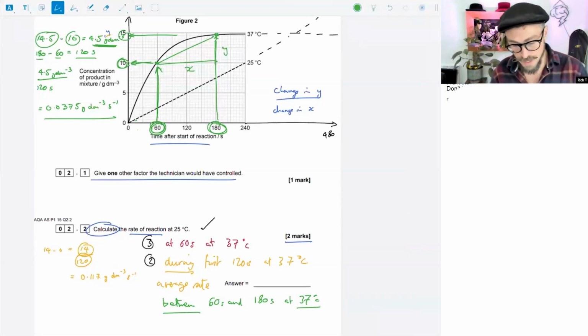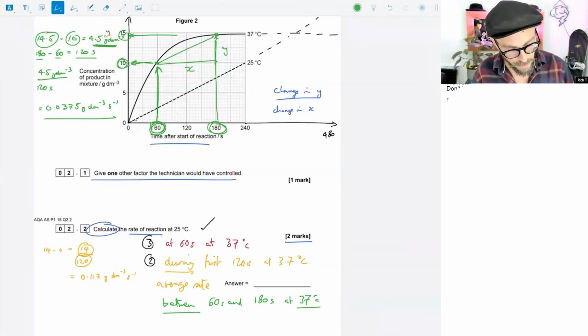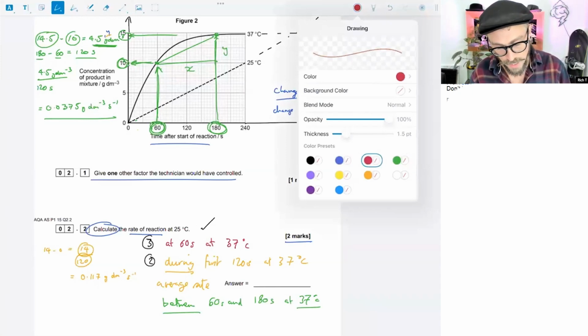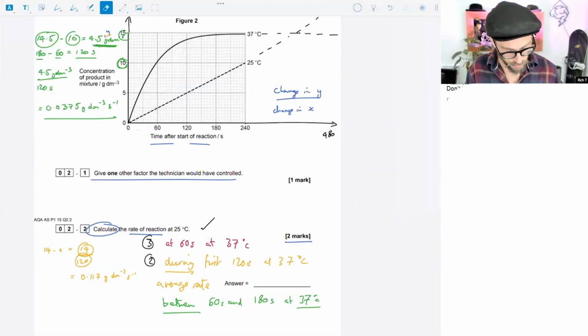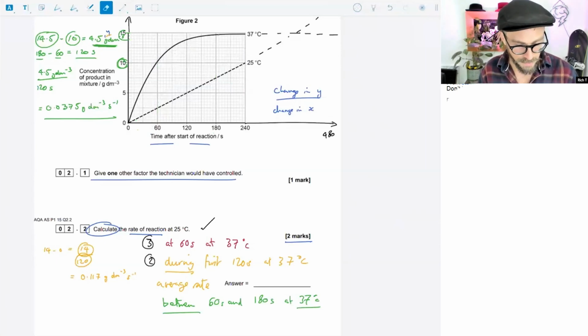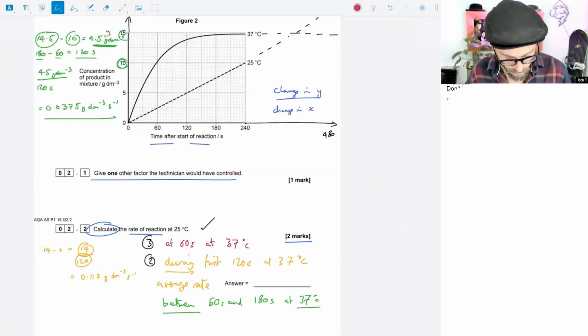Now, the final type of question you could get here is if you get a curved graph, like the 37 degrees is not a straight line, basically. And I said, calculate the rate of reaction at 60 seconds. At that moment in time. Now, this word is really important.